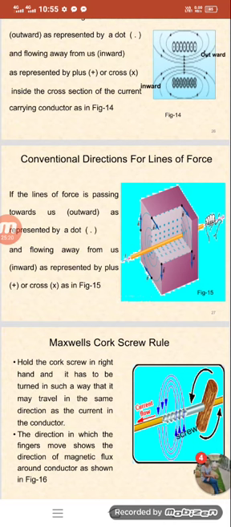We are turning that corkscrew with our right hand in such a direction that it may be in the direction of the current. So now the direction in which the fingers move shows the direction of the magnetic flux around the conductor.